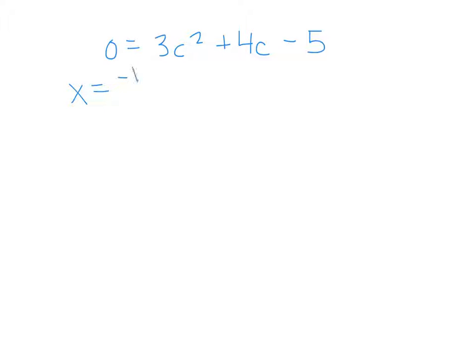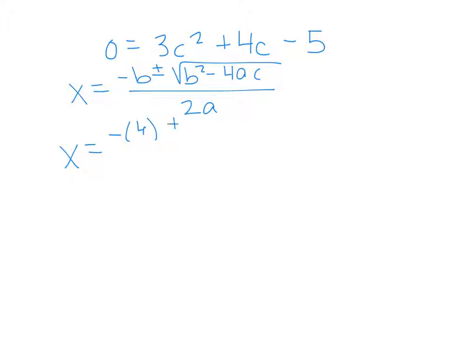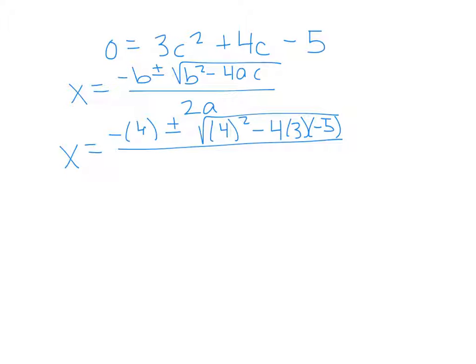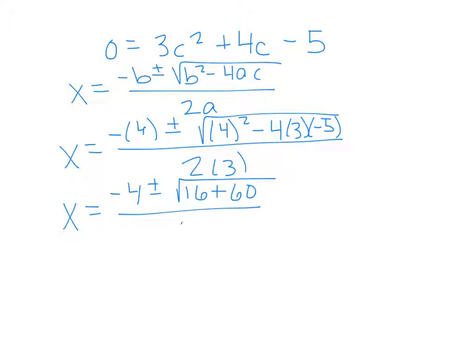So x equals negative b plus or minus the square root of b squared minus 4ac all over 2a. So I have x equals negative 4 plus or minus the square root of 4 squared minus 4 times 3 times negative 5 all over 2 times 3. 4 squared is 16. Negative times a negative is positive. 4 times 3 is 12. 12 times 5 is 60, all over 6. So I have negative 4 plus or minus the square root of 76 divided by 6.